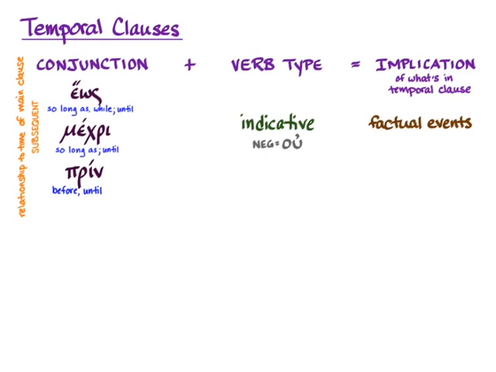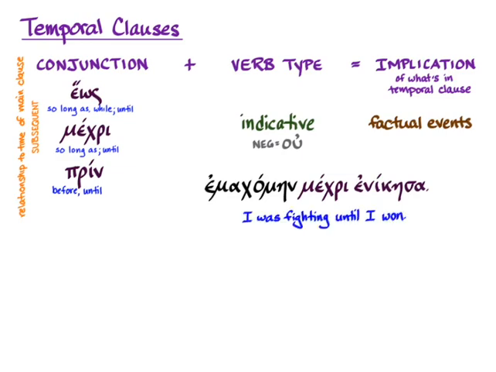First, there's the indicative. Again, the negative for temporal clauses in the indicative is ou, and we're talking about factual events. So let's look at a couple of examples. Emachomen mechri enikesa. And what we have there is, I was fighting until I won. So the idea there is that the winning happened after the fighting, was subsequent to the fighting, and it's a factual event. And this is how English expresses the same idea.